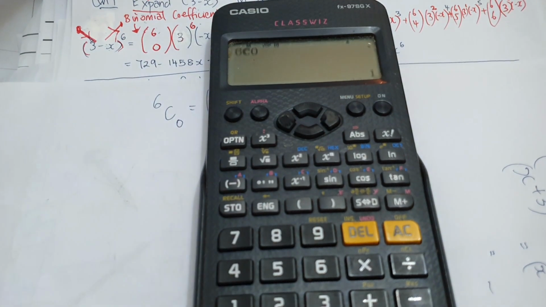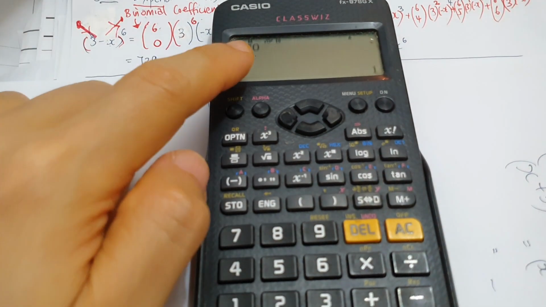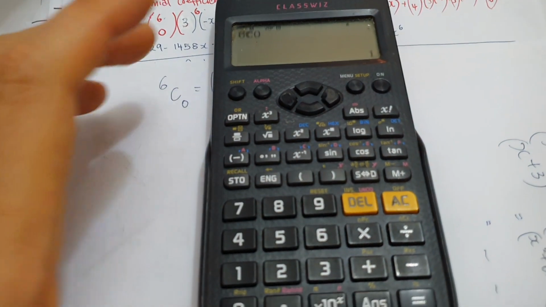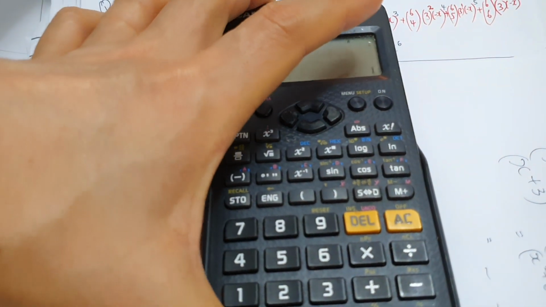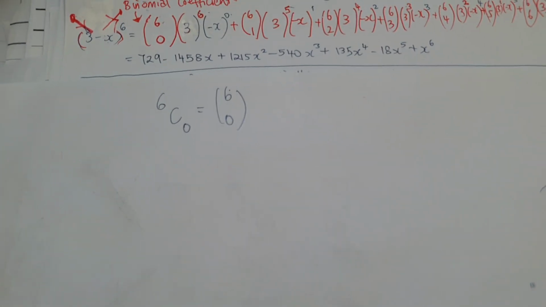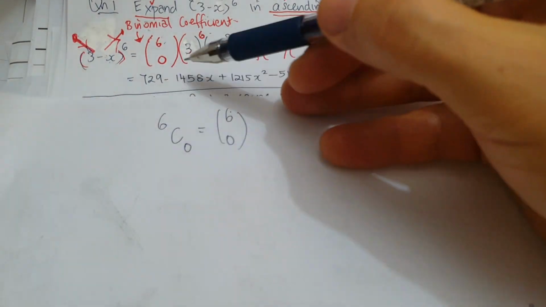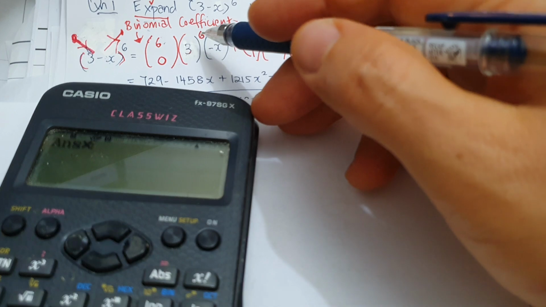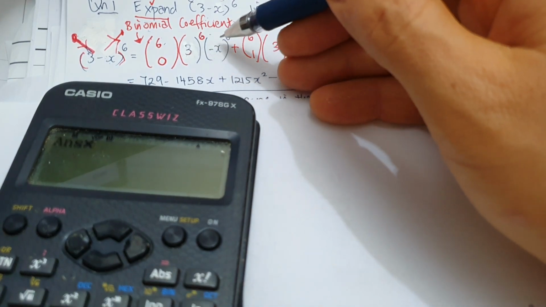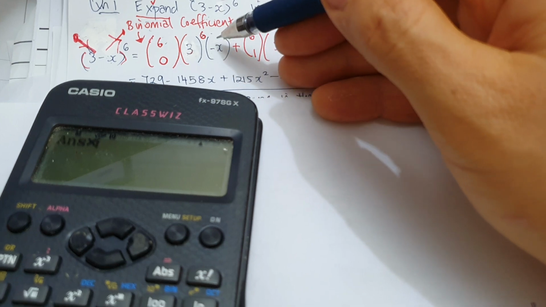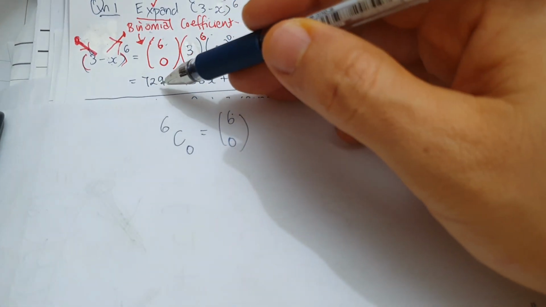Next lesson, I will show you the manual formula for this without using a calculator. But I need to teach you the calculator method first, because most often in the exam you use the calculator method. So what you need to do, very simple, you press 6 choose 0, then times 3 to the power of 6. Then you must also factor in the minus: minus 1 to the power of 0 is 1, right? So it's times 1. You will get 729.